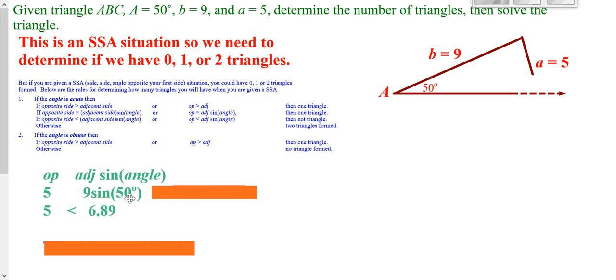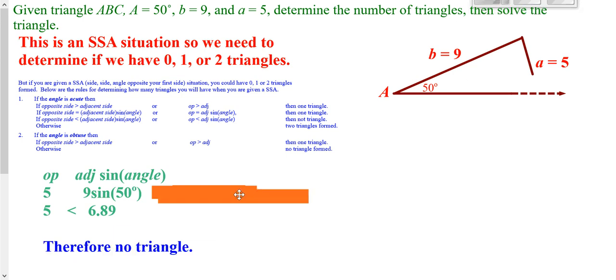Type this in on the right-hand side, and I get 6.89. Because our opposite is less than our adjacent side times the sine of our angle, that's not a triangle. So therefore we don't have a triangle, we can't solve that.